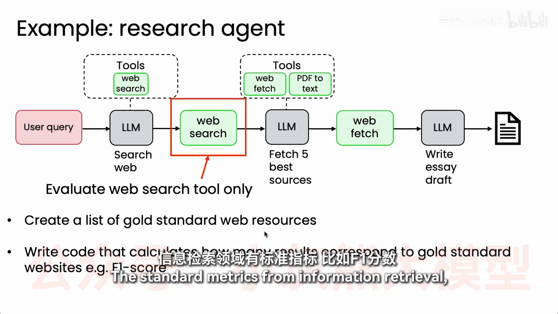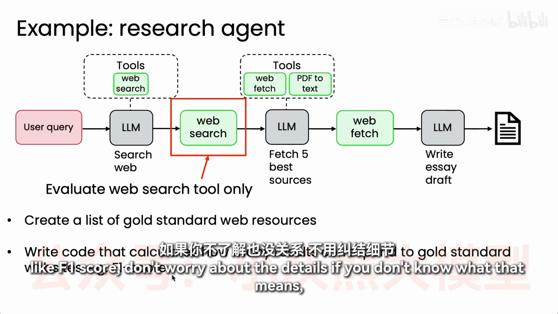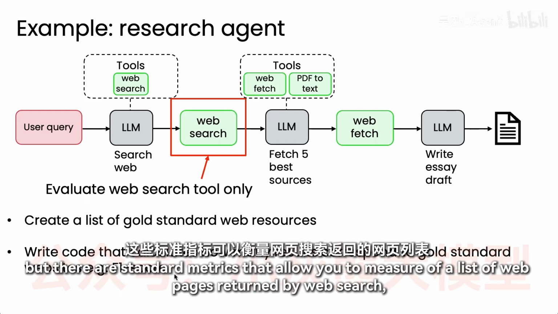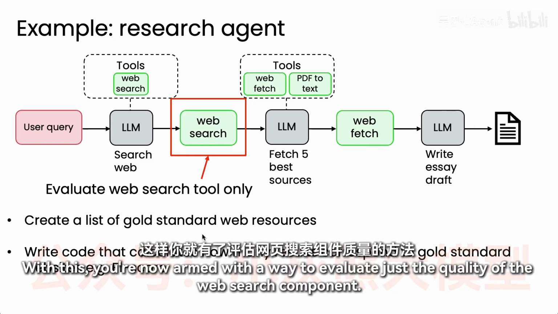web resources. The standard metrics from information retrieval, like F1 score, don't worry about the details if you don't know what that means, but there are standard metrics that allow you to measure, of a list of web pages returned by web search, how much does that overlap with what an expert determined are the gold standard web resources. With this, you're now armed with a way to evaluate just the quality of the web search component.